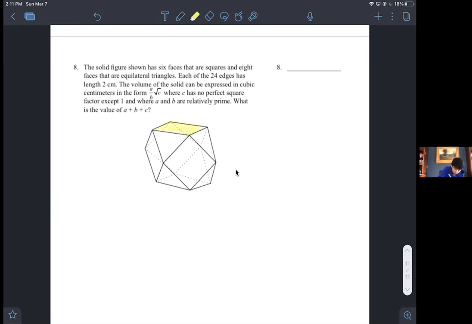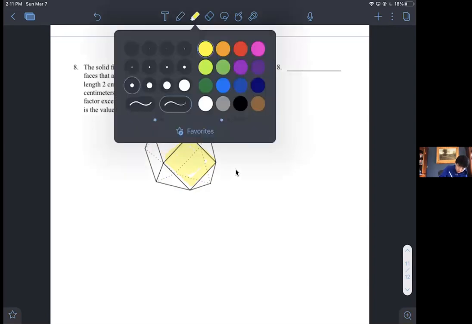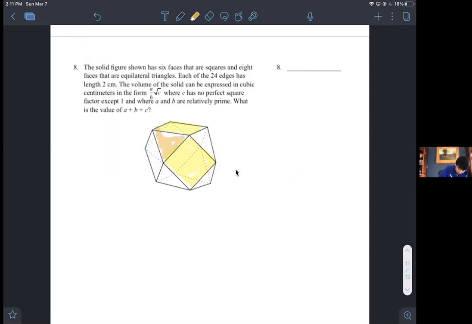It's this face, this face down here, and this face. But these are the 2 unique ones. Okay, so those things are both squares, and then you also have 8 equilateral triangles here.